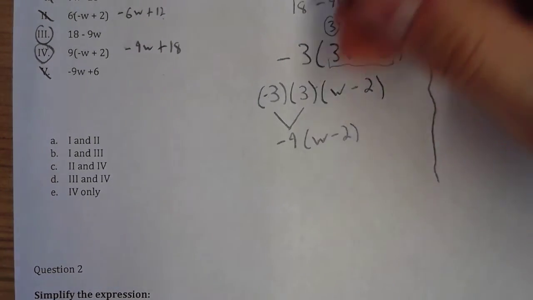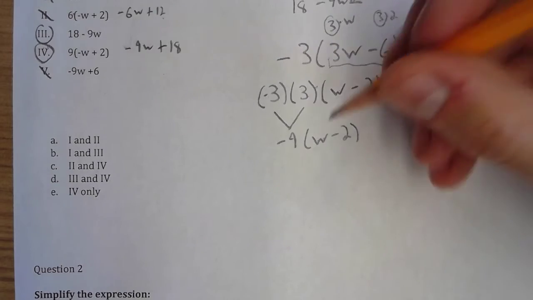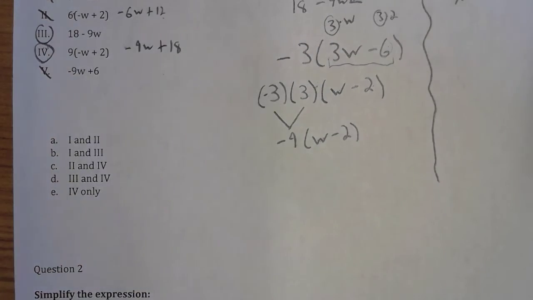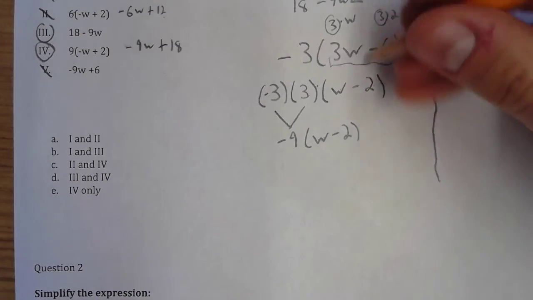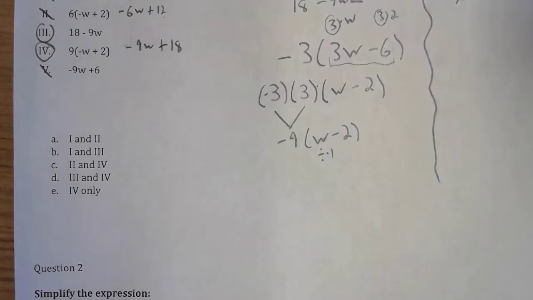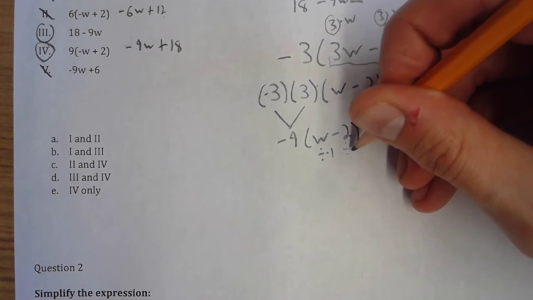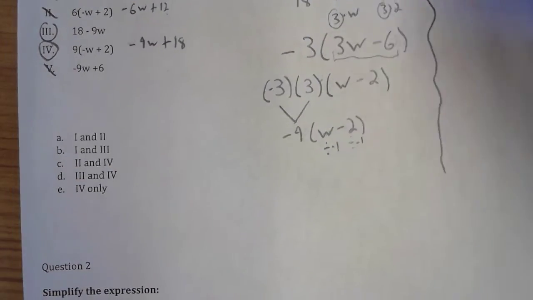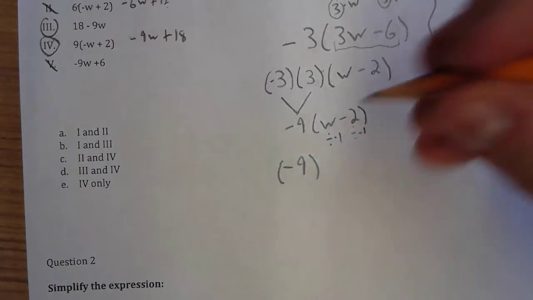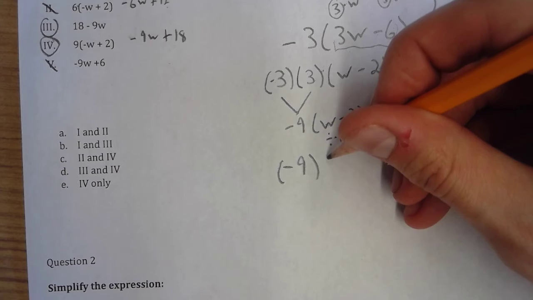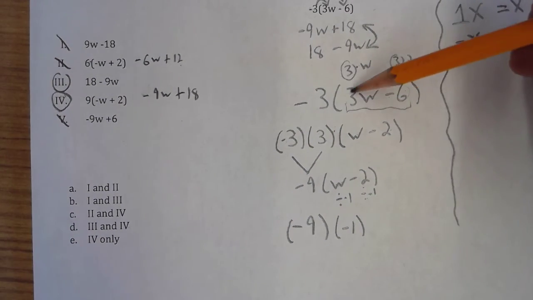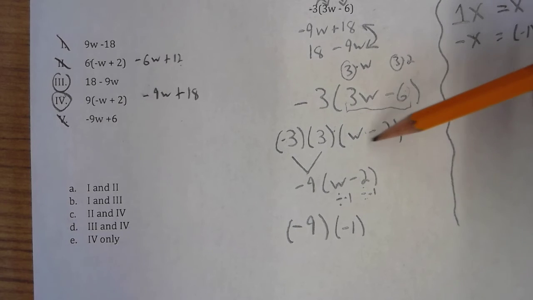What if I took out a negative 1 from w minus 2? Now, if I'm taking out a negative 1, I am going to be dividing by negative 1 here and dividing by negative 1 here. So I still have my 9 here. My negative 9 is on the outside. Nothing is happening to that. Now I am taking out a negative 1, similar to how I took out a 3 here to leave what was left in my equation.